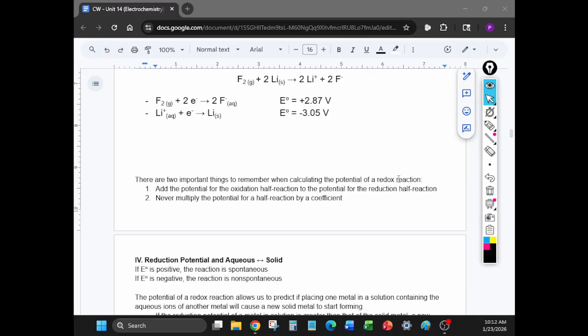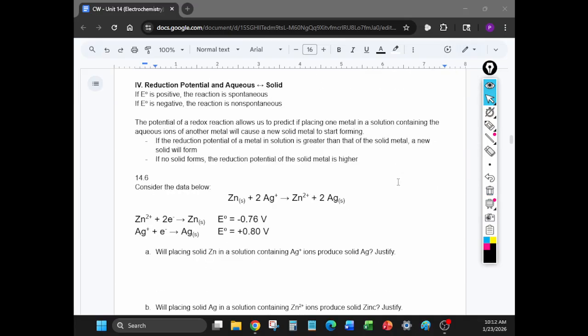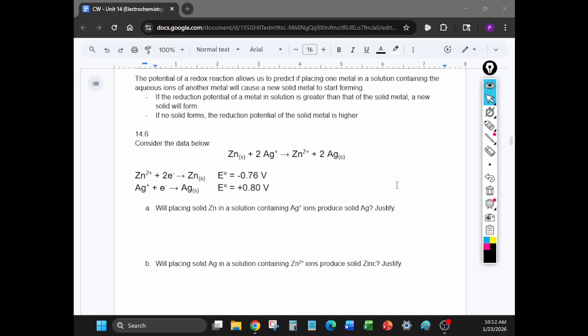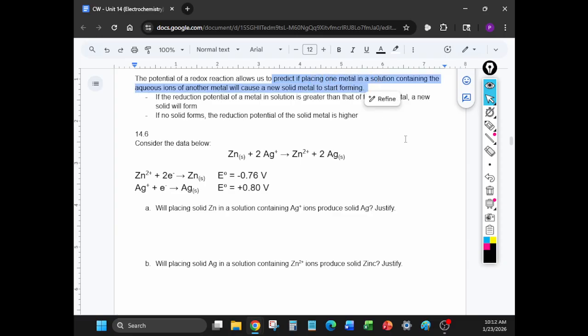All right, so that leads us into a, I guess, type of problem that is very common on the AP test when it comes to this. And basically, this is what the problem looks like. It's going to make us predict if putting a metal in a solution containing the aqueous ions of another metal will cause a new solid metal to start forming.